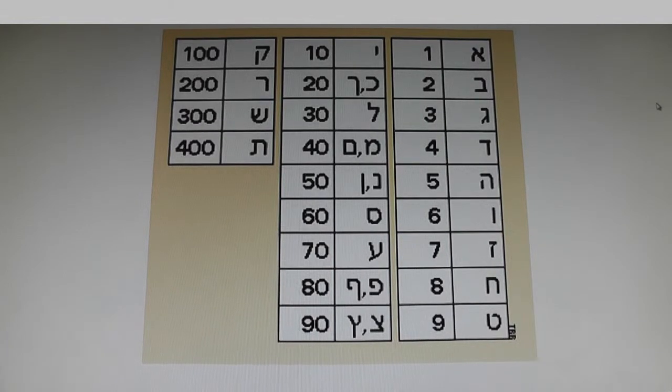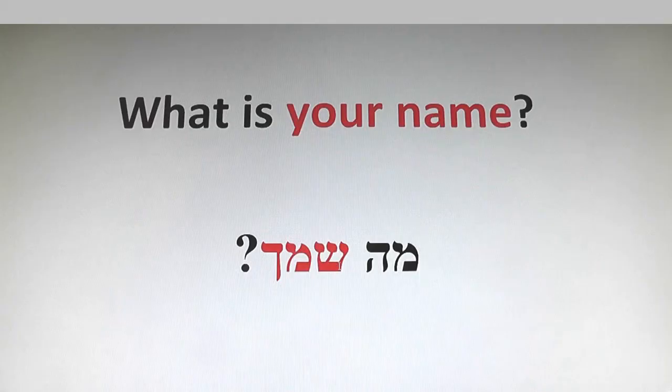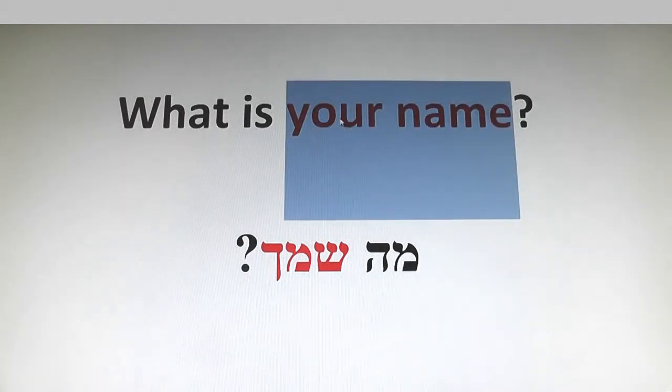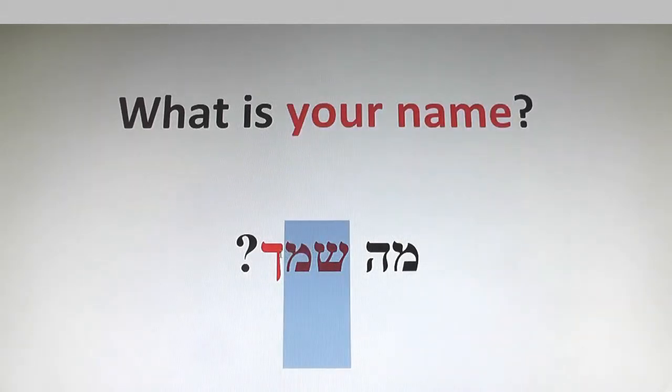SDMR, for example. The Hebrew language combines a few words or letters into one single word. For example, in English we would say this sentence, when we say, what is your name? In Hebrew, these two words, your name, are combined into one word here. This means your name, but it is only one word.